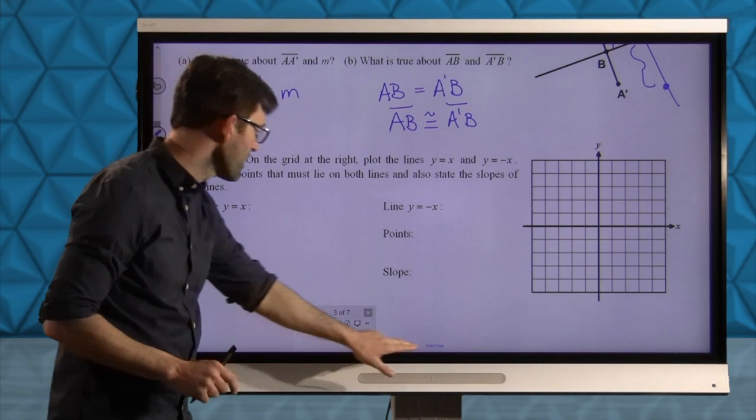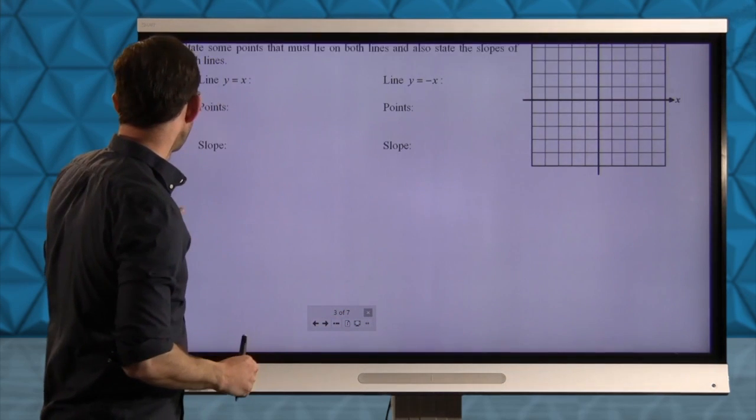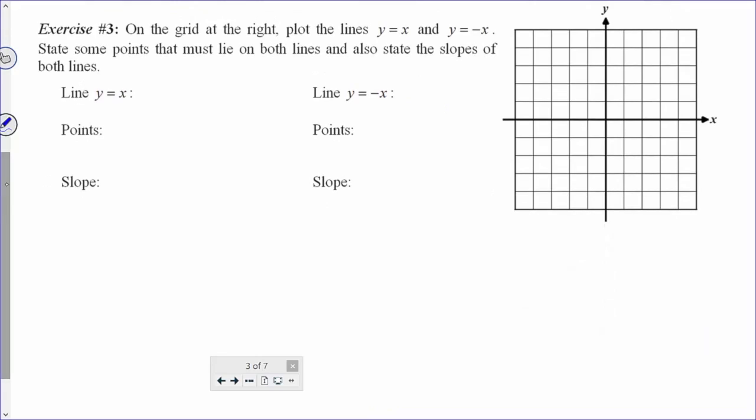Okay, I'm going to extend the page a little bit. On the grid at the right, plot the lines y equals x and y equals negative x. State some points that must lie on both lines, and also state the slopes of both lines.